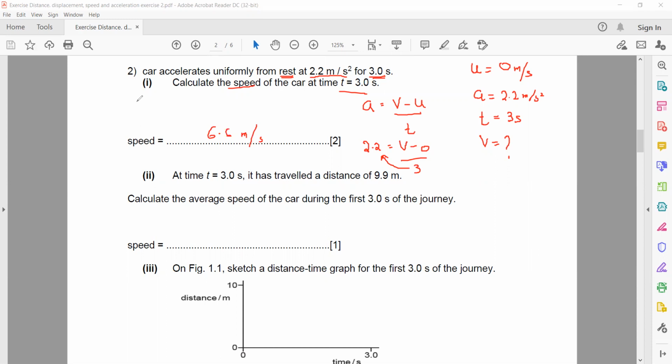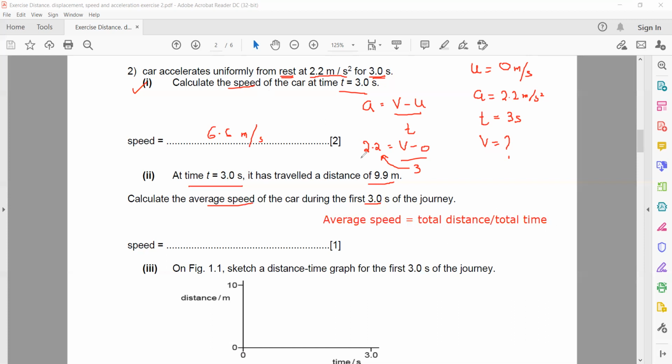The second part: calculate the average speed for 3 seconds. When time is equal to 3 seconds, it has traveled a distance of 9.9. So how to calculate an average speed? The formula for average speed is equal to total distance divided by total time.